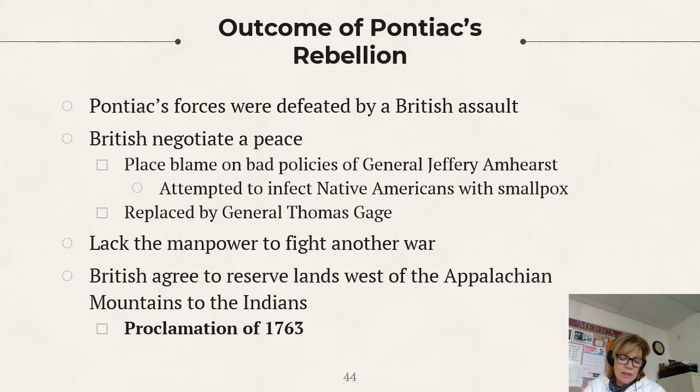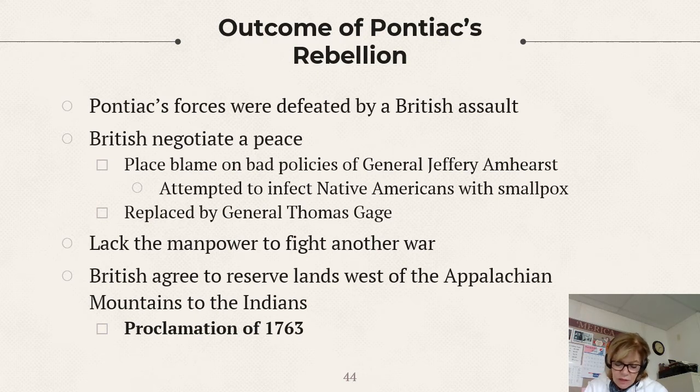Now, he was replaced by a general, Thomas Gage. And Gage, what we're going to find is he's going to be one of those commanders during the Revolutionary War on the British side. So keep that in mind. A lot of these British who fought in the French and Indian War, we're going to see again.